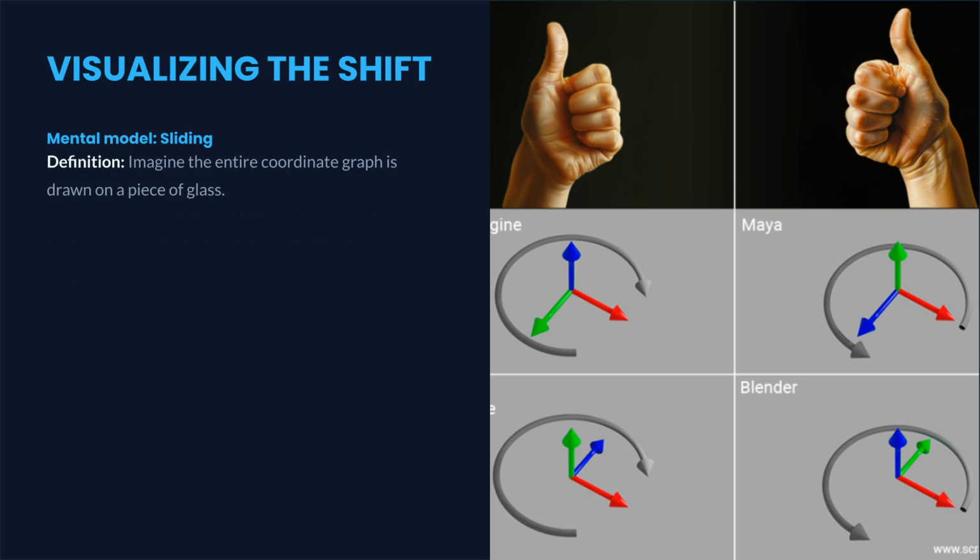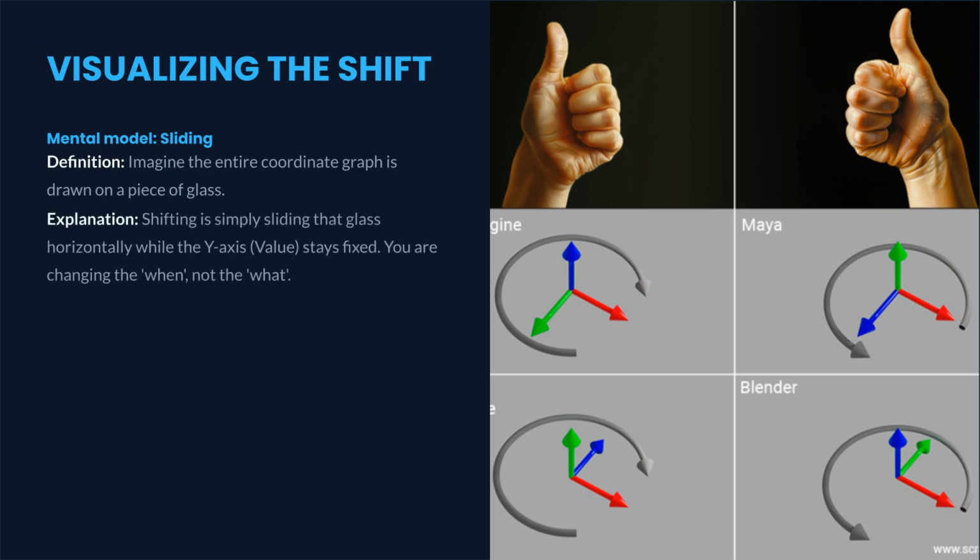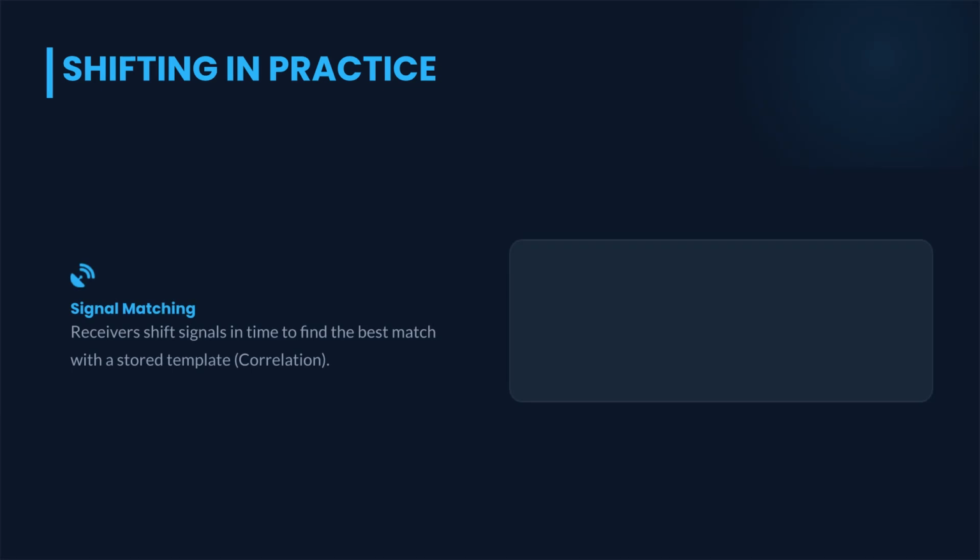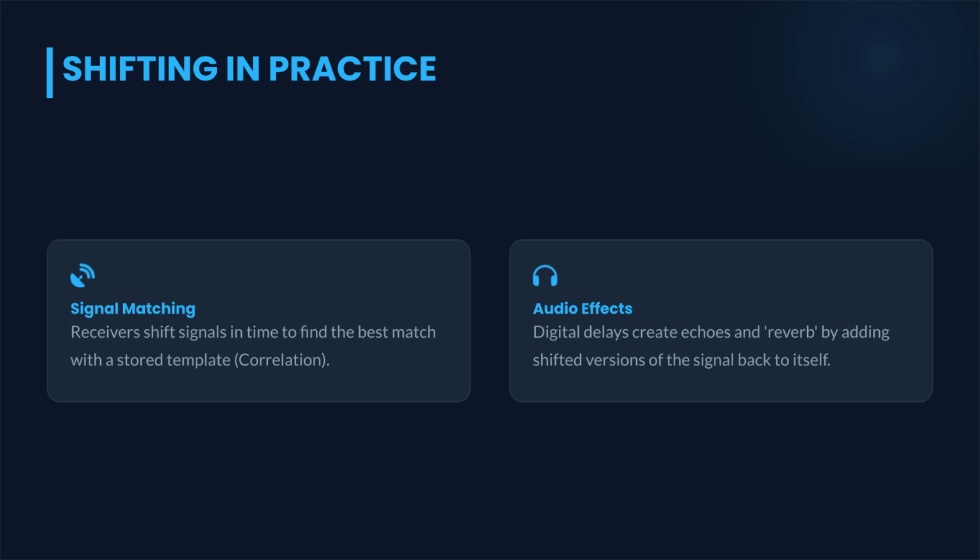To visualize time shifting, imagine the graph is drawn on glass. Shifting is simply sliding the glass horizontally while the amplitude axis stays fixed. You are changing the when of the signal, not the what or its value. Time shifting is used in signal matching, where receivers shift signals to find the best match with a stored template. It's also used in audio effects to create echoes and reverb by adding shifted versions of the signal back to itself.